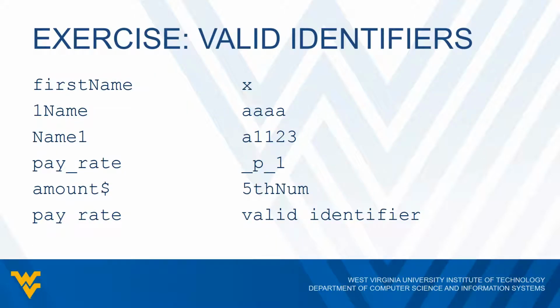Let's do an exercise just to make sure you understand the rules as far as what is a valid identifier and what is not. So here I have a bunch of identifiers. Some of them are valid, some of them are not. I'm going to ask you to pause the video and make a note of which of these identifiers are valid and which ones are invalid. So pause the video for just a second, and when you're done, resume it, and we'll go over each of these to let you know which ones are valid and which ones are invalid.